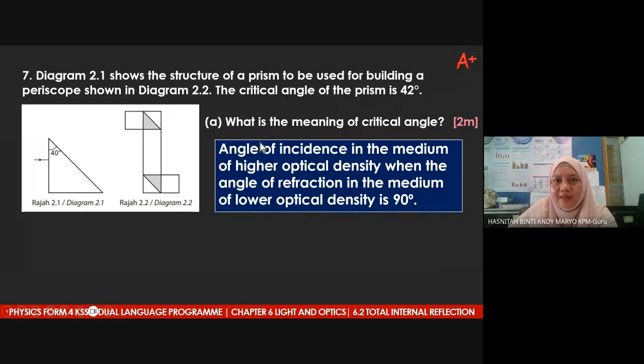Critical angle is the angle of incidence in the medium of higher optical density when the angle of refraction in the medium of lower optical density is 90 degrees. So the first keyword is angle of incidence. Second keyword, medium of high optical density. The third keyword, angle of refraction in medium of low optical density is 90 degrees. So this is the answer for A, the meaning or definition of critical angle.